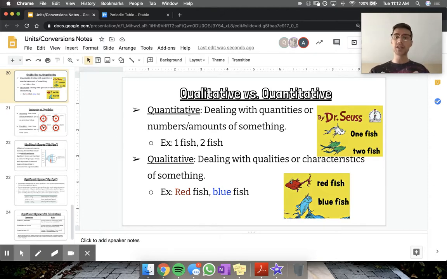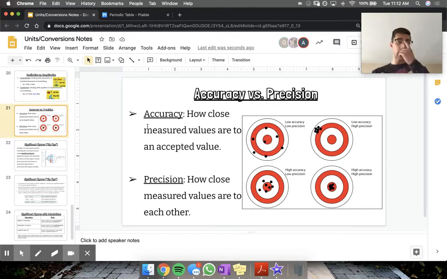So these are the two kinds of measurements or pieces of data that you can pull from doing experiments, right? Either having to do with numbers or having to do with qualities. Accuracy versus precision. This concept can be hard to remember, but this is a great diagram to help us keep in mind what the difference between those two things are.